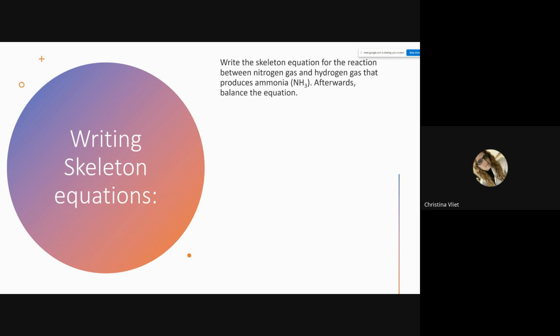It says: write the skeleton equation for the reaction between nitrogen gas and hydrogen gas that produces ammonia. They tell you in parentheses that ammonia is NH3, because you are not being asked to memorize that compound name. And then it says, afterwards, balance the equation. So first you're going to write the skeleton equation, and second, you're going to balance that equation. Write the question down, and then I'm going to teach you how.